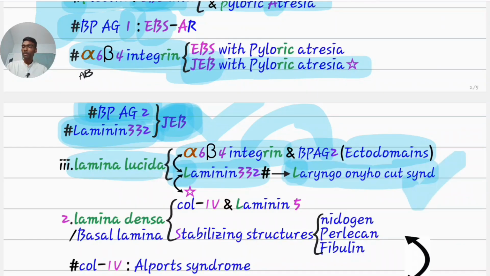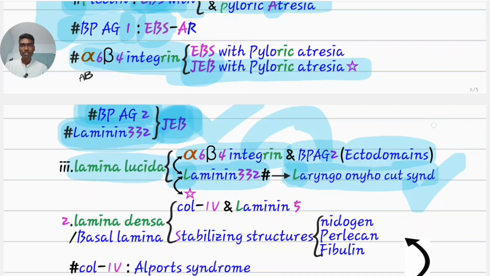No need to remember this. This is only for toppers who want to diagnose rare cases.